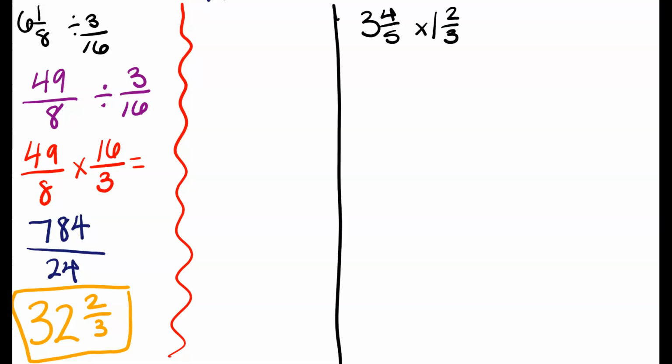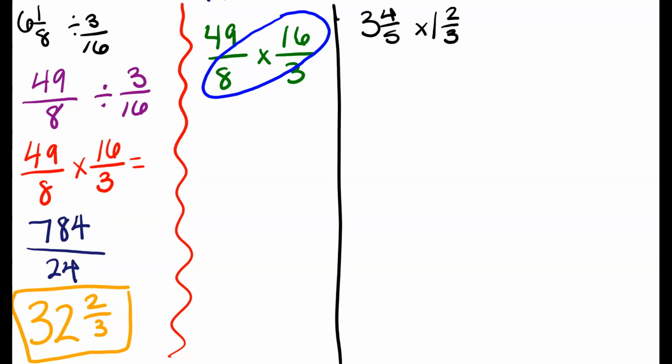The other way we could do this, my problem of 49 over 8 times 16 over 3. I know by looking at this, I at least know my 8 and 16 that are kitty corner, because it's multiply now, they have something in common. They both have an 8 in common. So I can take a chunk 8 out of here. So 8 divided by 8 is 1, and 16 divided by 8 is 2.